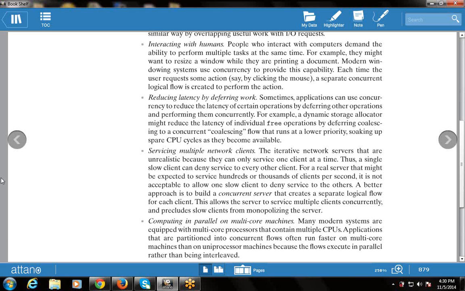The next point is computing in parallel on multi-core machines. Many modern systems are equipped with multi-core processors. Whenever there is concurrency, the computer is faster, and multi-core machines are faster than uniprocessor machines, because the flows execute in parallel rather than being interleaved. So these are the various advantages of using concurrency.